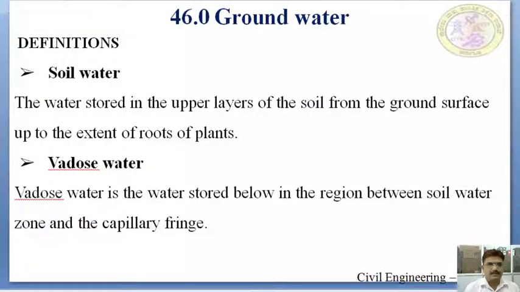Now we will come across some definitions related with the groundwater. Soil water: the water stored in the upper layers of the soil, from the ground surface up to the extent of the root plants. This is a land surface area. It's called soil water. What is the water? It's water stored below, in the region between the soil water zone and the capillary fringe. I'll explain the next slides.